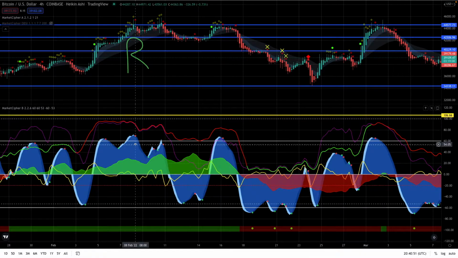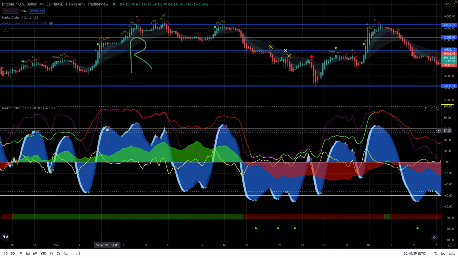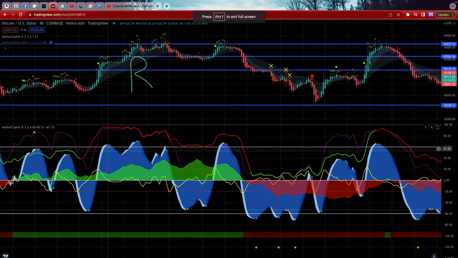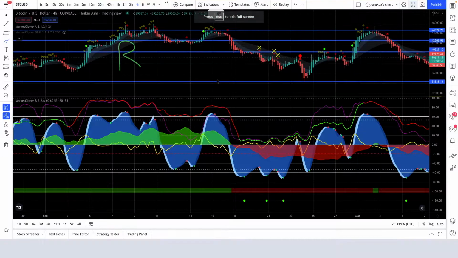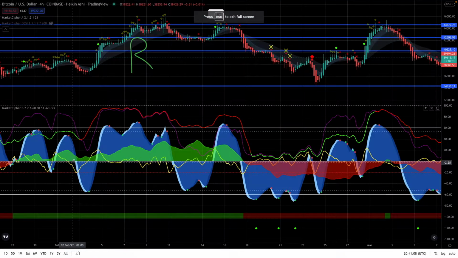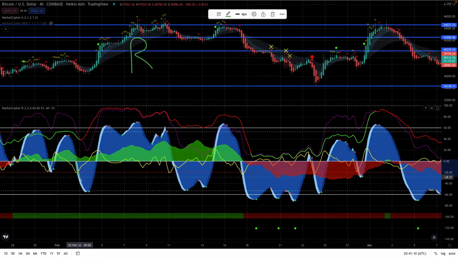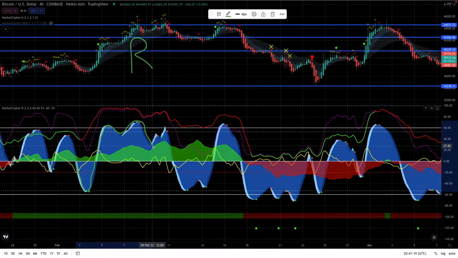Market Cipher B is basically made up of three oscillators. So the first one is this blue wave. This blue wave that we see here is made up of this first blue wave. You can see it goes down and it goes up, comes down, goes up, comes down.